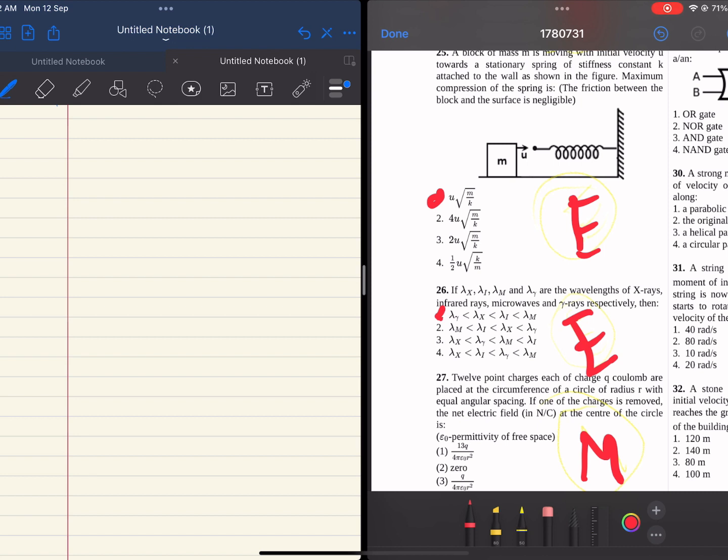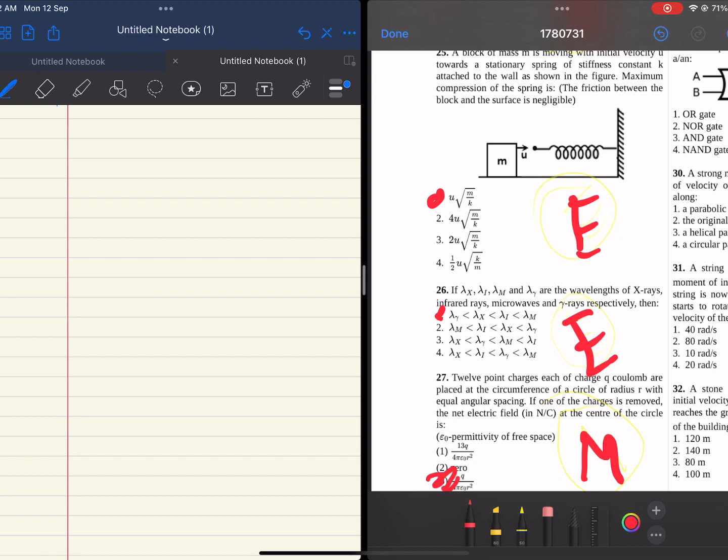12 point charges each of charge q are placed at the circumference. So they make an angle of 30 degrees with each other. And since we know 12 charges are placed equally at an angle of 30 degrees, if you see, it's like a clock. If you place them at 12, 1, 2, 3, etc., you can see the fields will get cancelled with each other. The net field comes out to be 0.